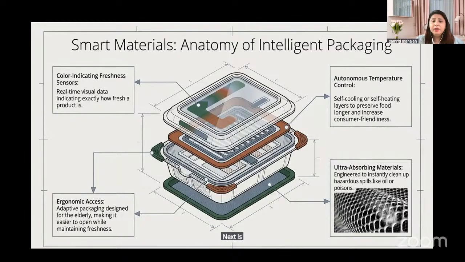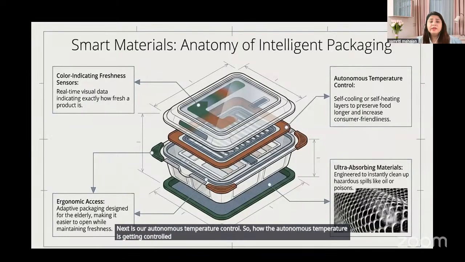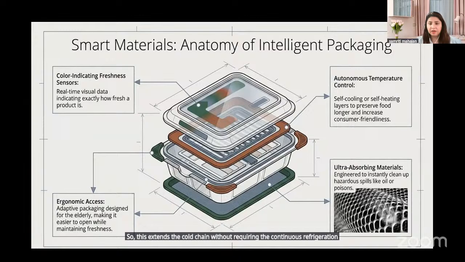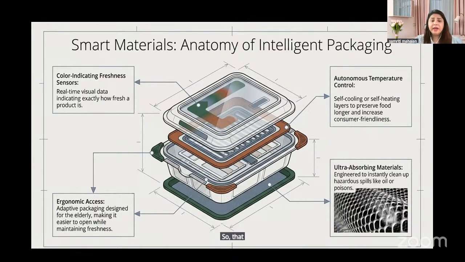Next is autonomous temperature control. How is the temperature controlled autonomously? Self-cooling or self-heating layers are embedded in the packaging. This extends the cold chain without requiring continuous refrigeration infrastructure. So we don't need that; the packaging can do it on its own. That is a game changer for markets in sub-Saharan Africa and rural South Asia.